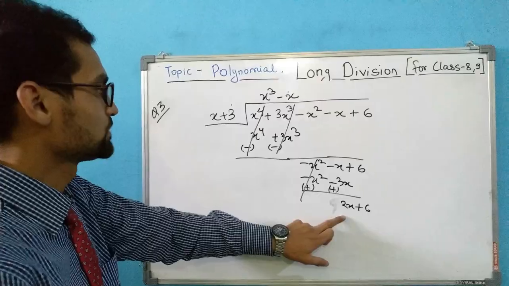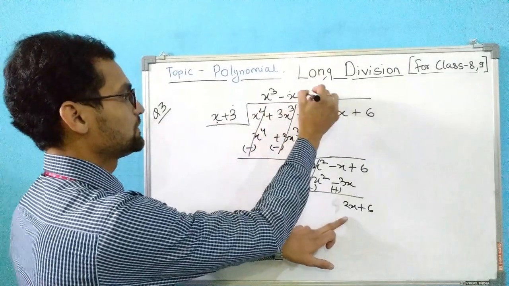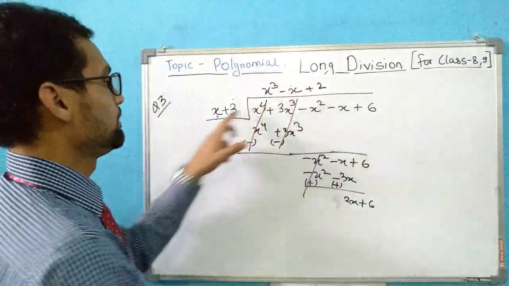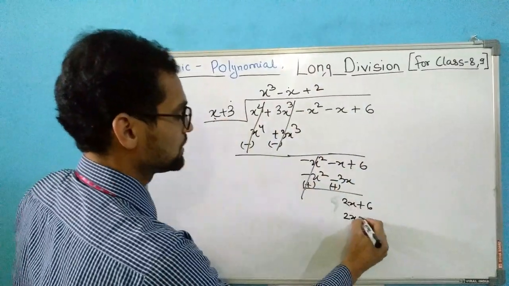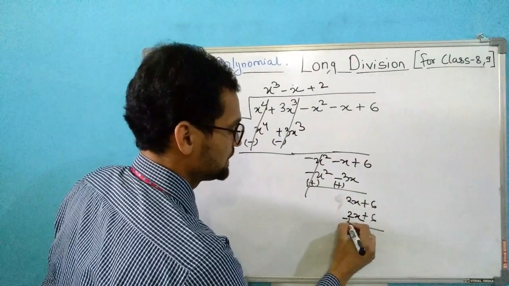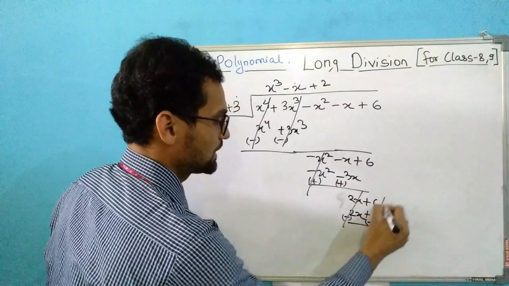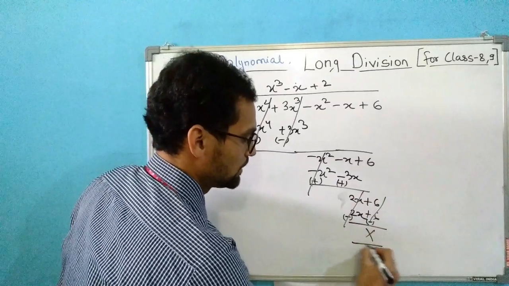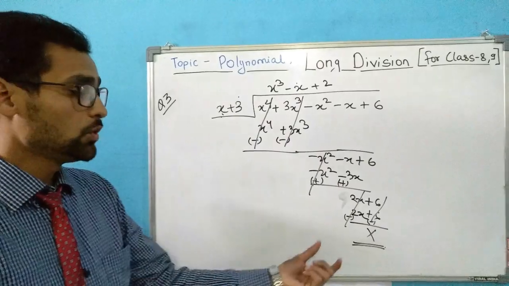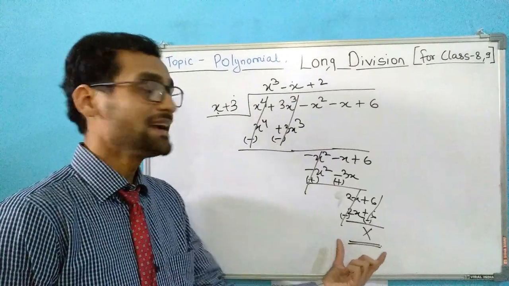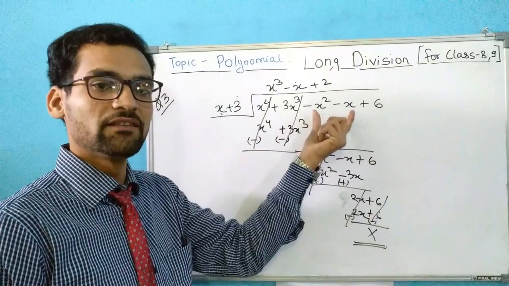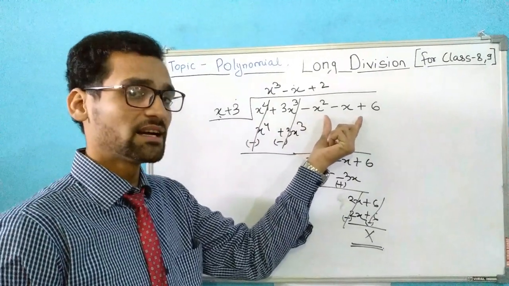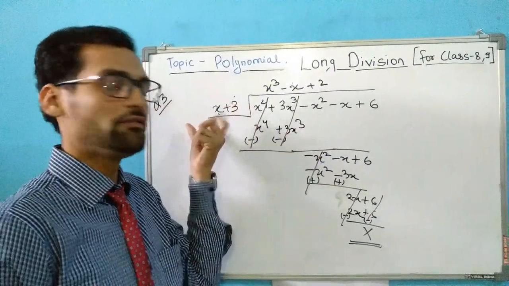Now plus 2x. So if you multiply the expression with plus 2, then it will be plus 2x, and 3 into 2 is what? 6. So we change the sign. Now this will cancel out. Remainder, there is no remainder. So there is no remainder. That means that x plus 3 is a factor of the given expression. It is completely dividing it. That means x plus 3 is a factor.